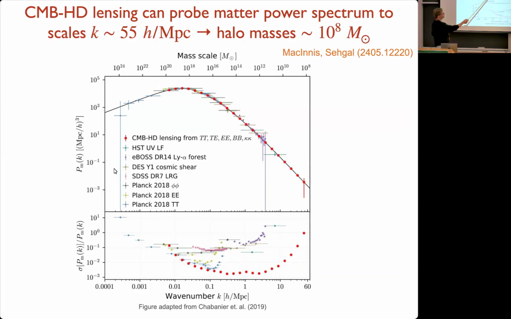And then here's the forecasted sensitivity of CMB-HD in red here. And here you see the fractional error, so sigma, the error on the power spectrum divided by the power spectrum, as a function of the scale. So for these kinds of observations, it really goes to a qualitatively new regime.